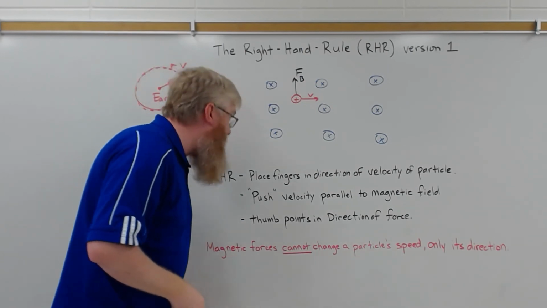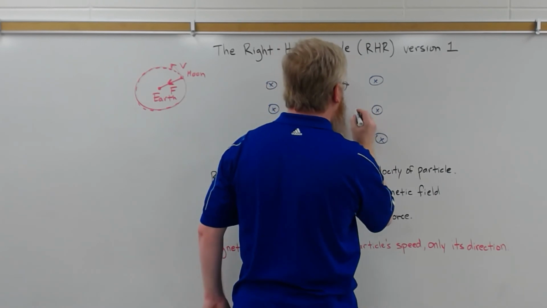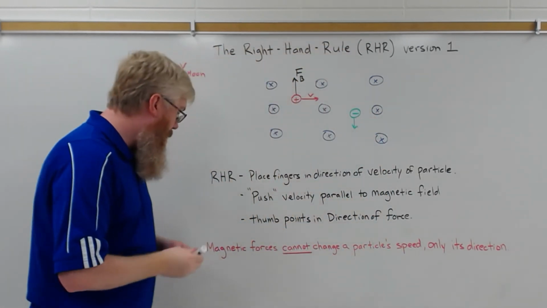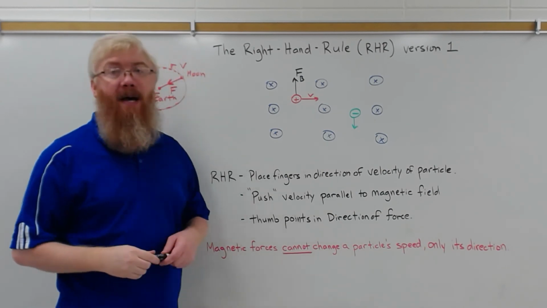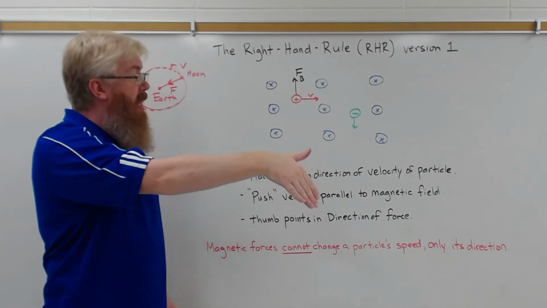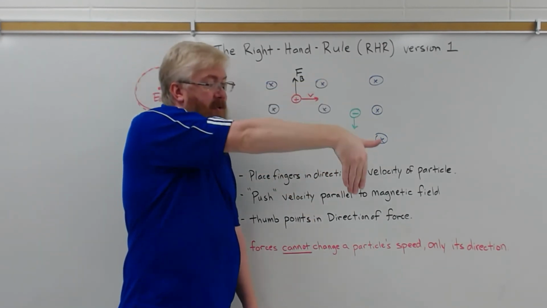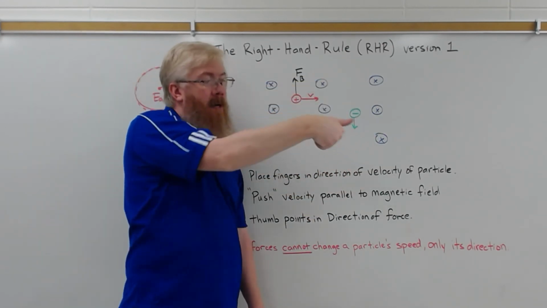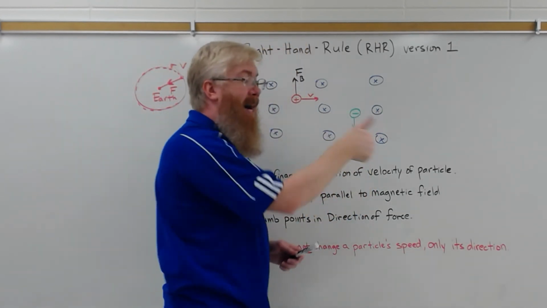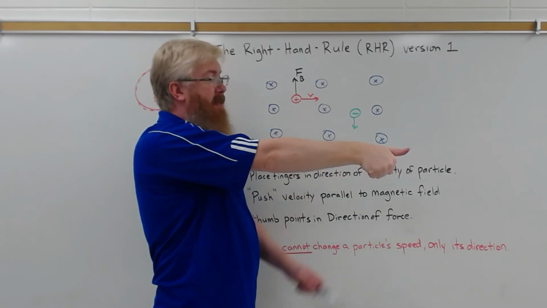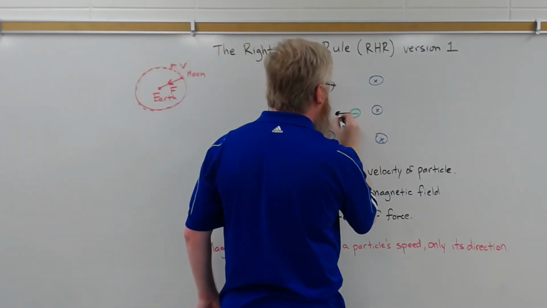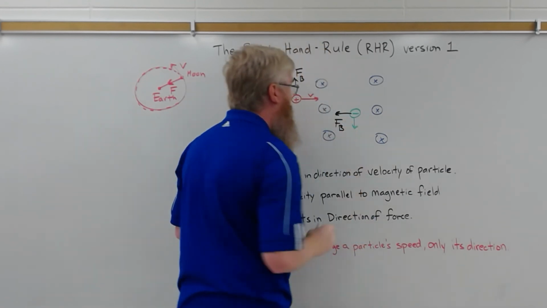Let's look at a negative charge going down. What direction will the force be on this object? Okay, well, fingers in the direction of the velocity. Push the velocity into the magnetic field. In this case, my fingers go down, pushing it this way. You can see my thumb is sticking up to the right. So the force for a positive charge would be to the right. This is a negative charge, so I flip it 180 degrees. So the magnetic force on this object will be to the left.